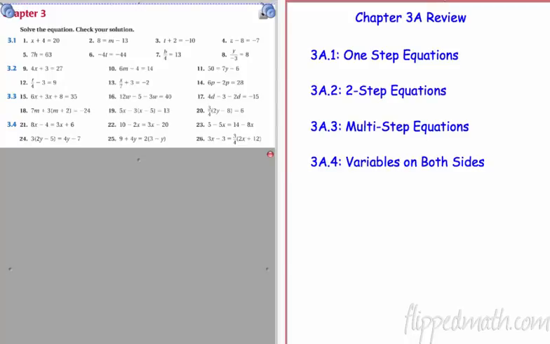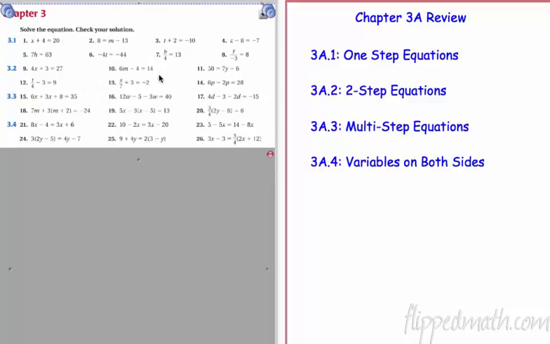What we're going to do now is review a little bit of Chapter 3A. Remember, 3A is the first part of 3. It's basically just a bunch of equations with some application thrown in. We start very simple with one-step equations. 3A2 was two-step equations. Then we go to multi-step equations, and I showed you a couple different ways to solve those equations. And the last step is equations that have variables on both sides of the equation.